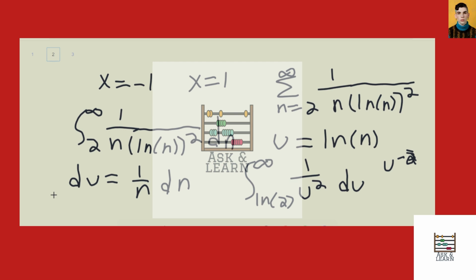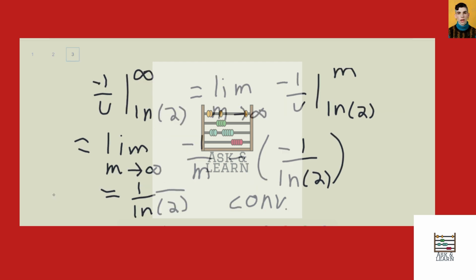Okay, so both of these endpoints are going to be included. So our interval of convergence, we include -1 and we include 1.